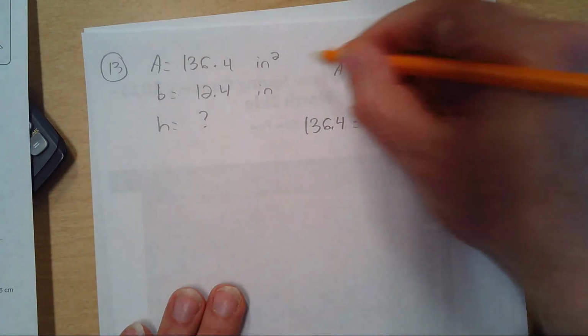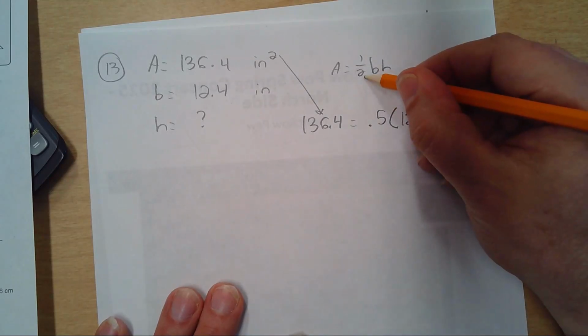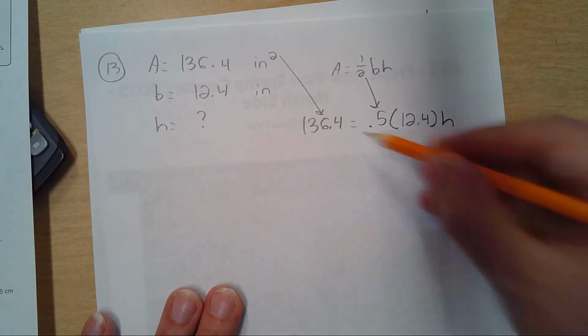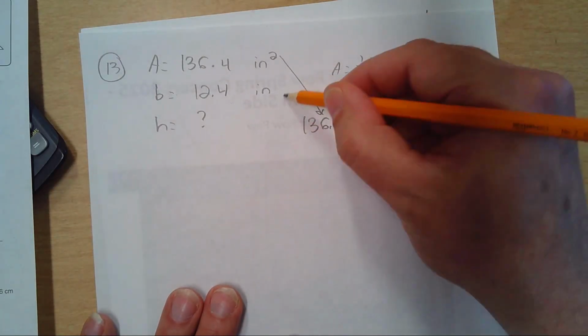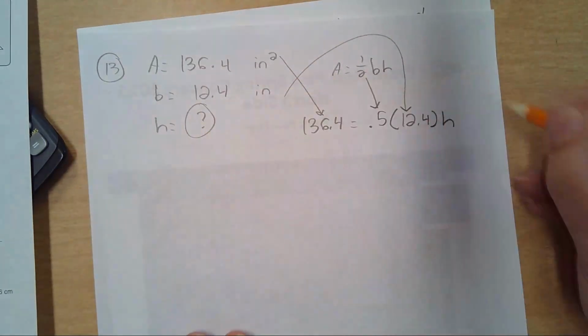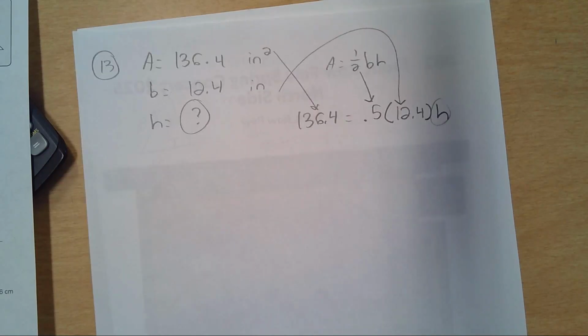So I plug in the area where that goes. I plug in the 1/2 where that goes. 1/2 is a constant. It's always going to be a part of the formula here. And then I plugged in the base where that goes. That's that right there. And of course the height, that's what I don't know. That's my variable. That's what I'm solving for. I'm trying to figure out the height. So just plugging in all the information.